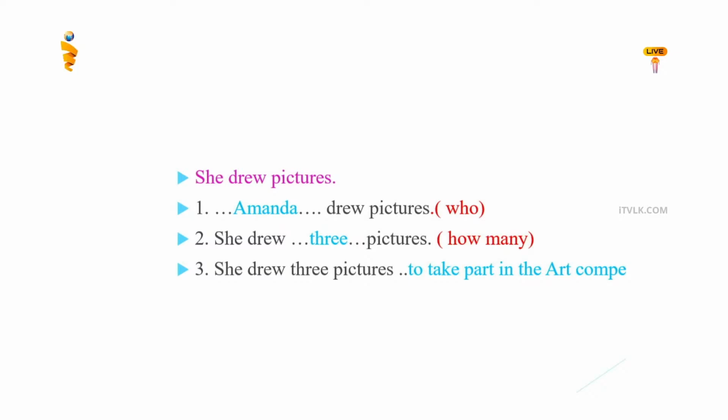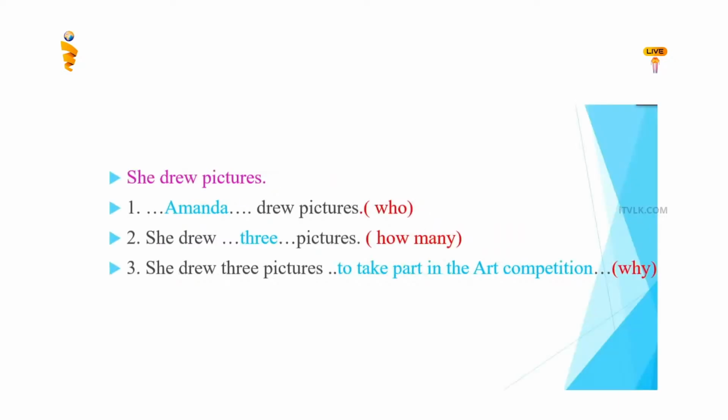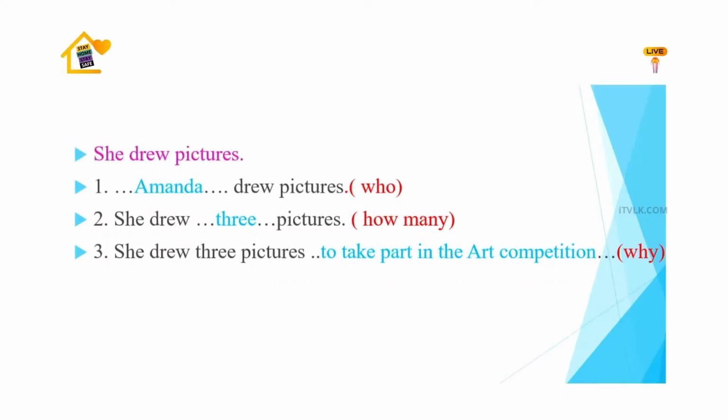So the final sentence is, Amanda drew 3 pictures to take part in the art competition. The first sentence was, she drew pictures, but by asking these questions, we have come to a sentence like, Amanda drew 3 pictures to take part in the art competition. I hope, children, you will understand these types of sentences.